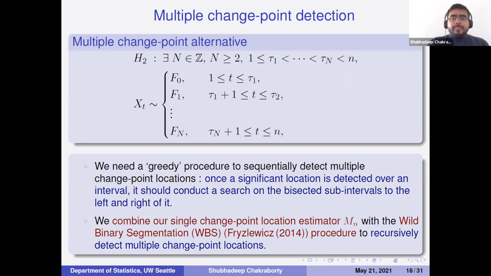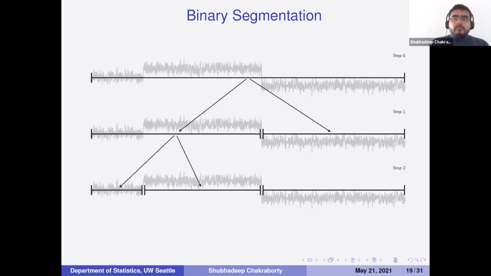One of the very popular strategies to search for multiple change point locations is the idea of binary segmentation. How that works is, suppose this is the sequence of observations. Firstly, for the entire sequence, we implement the test for a single change point location. Suppose this turns out to be a significant change point location.